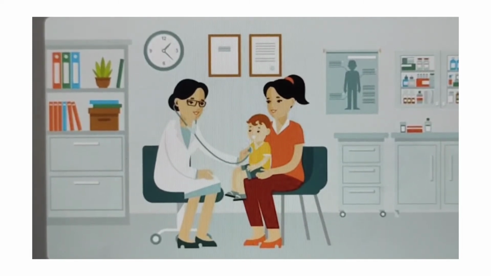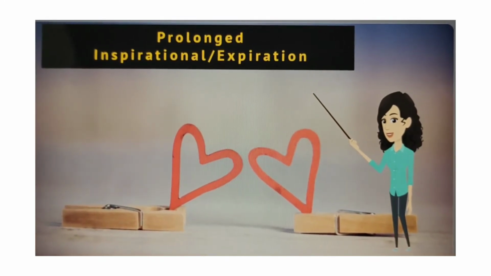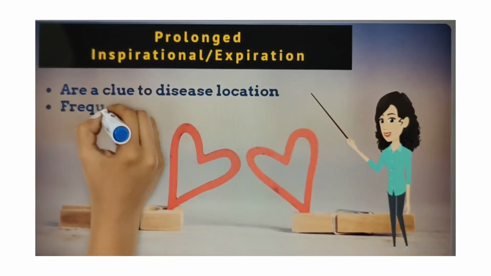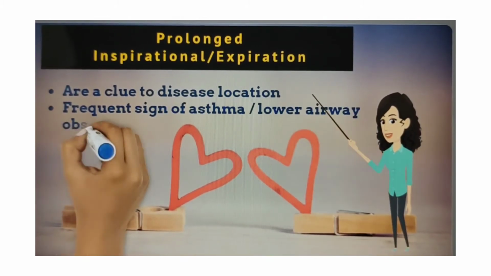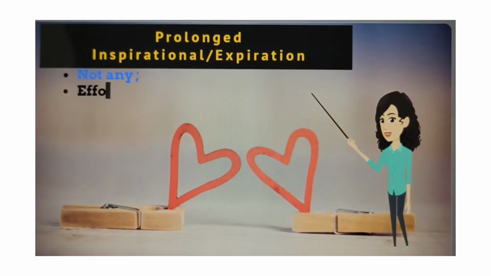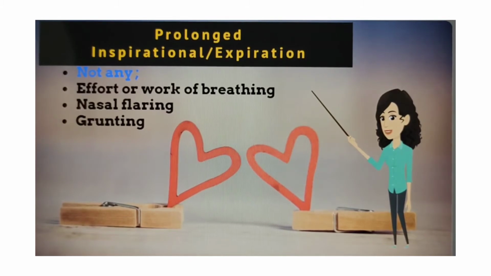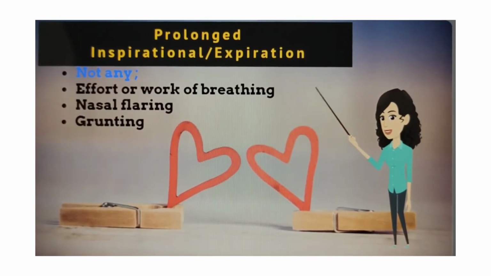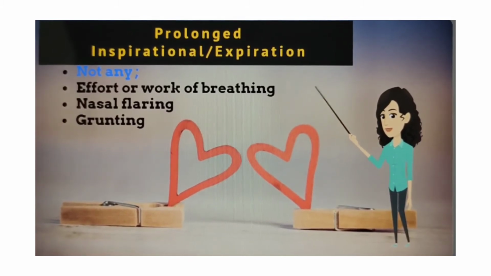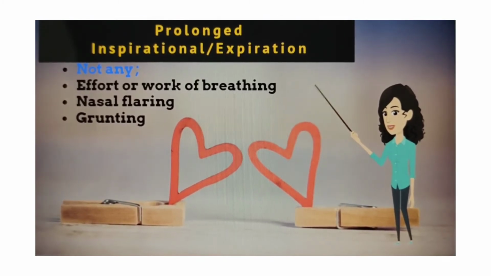The normal ratio is 1:1. Prolonged inspirations and expirations are a clue to disease location. For example, prolonged expiration is a frequent sign of asthma and lower airway obstruction. Note any effort or work of breathing, including nasal flaring and grunting. Although as children grow, these signs grow less helpful in assessing for respiratory pathology. Palpation, percussion, and auscultation achieve greater importance in a careful examination of the thorax and lungs.